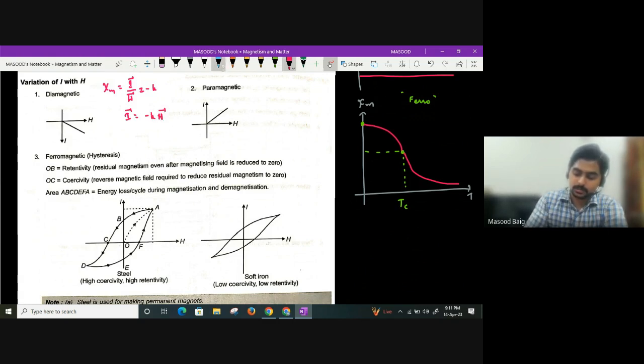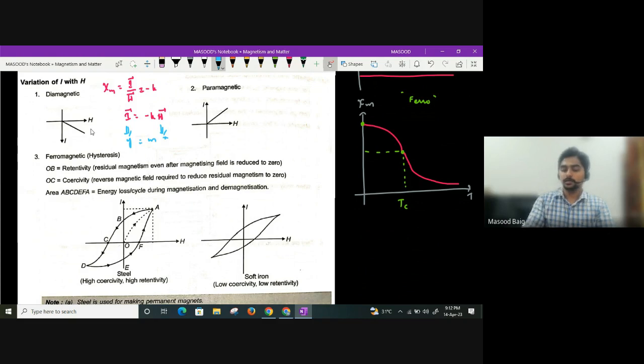So where is I bar represented? On Y axis. Where is H bar represented? On X axis. Is this the Y is equal to mx graph? But what is the slope? Negative slope, guys. And small slope. So that is the reason you'll get a very small value.